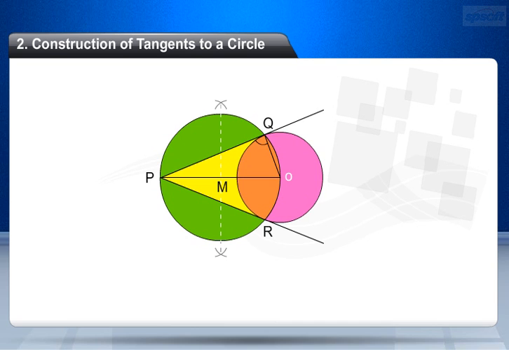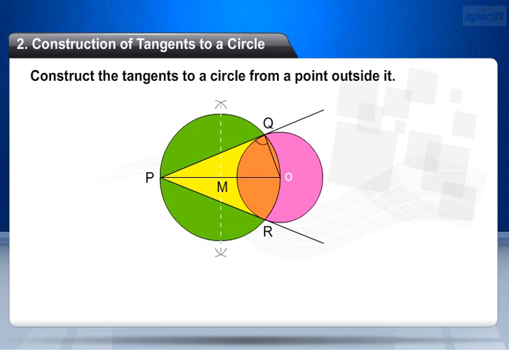If the point lies outside the circle, then there are two tangents to the circle from this point. If the point lies inside a circle, there cannot be a tangent to the circle for this point. Let's now see about tangent to a circle in detail.